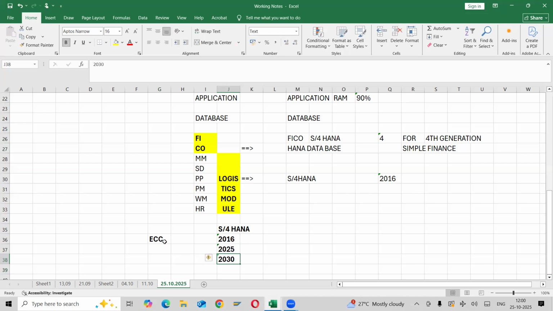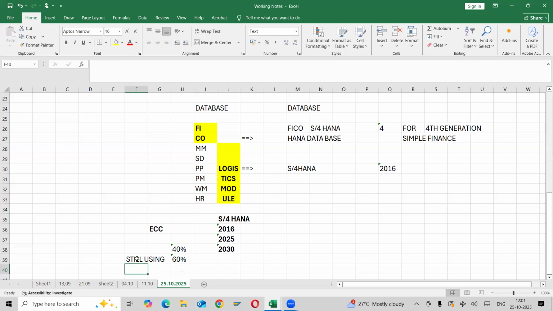Now we are in 2025, right? How many organizations have moved from ECC to S4HANA? Only 40% of organizations, companies, clients have moved from ECC to S4HANA. Clear? So still 60% of clients are pending, still using SAP ECC. That means 40% already moved to S4HANA and still 60% need to move from ECC to S4HANA. This is a tentative year they have mentioned: 2030.